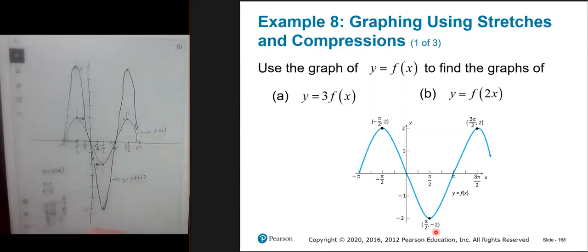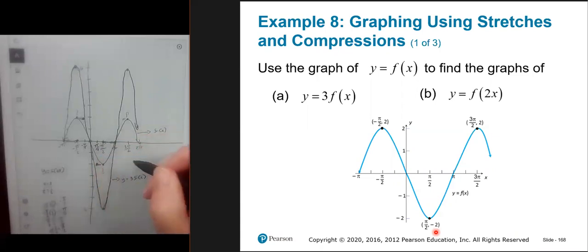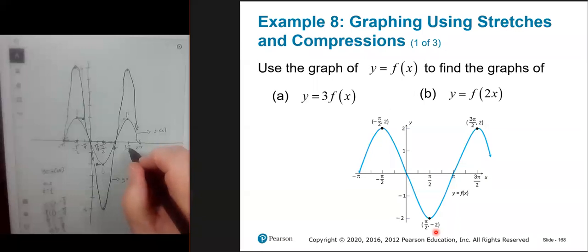Pi multiplying by 1/2. Pi times 1/2 is pi over 2. So this point got moved back to here. Three halves pi. Running out of room down there. So 3/2 pi times 1/2 gives us 3 pi over 4.